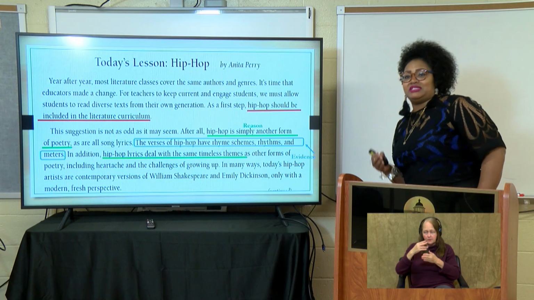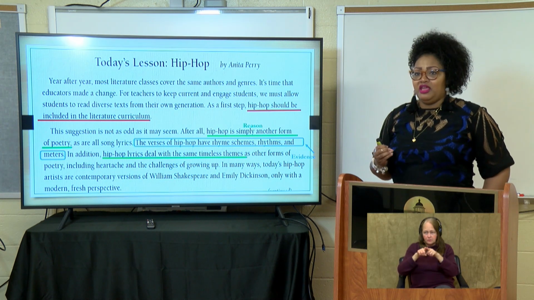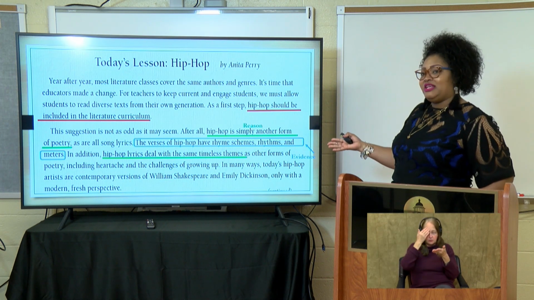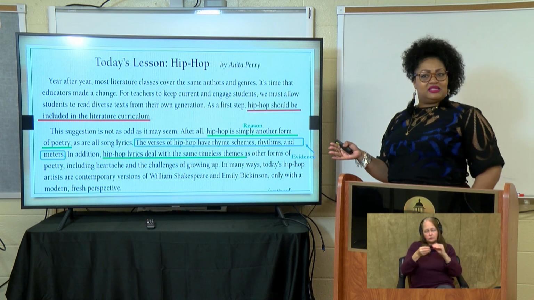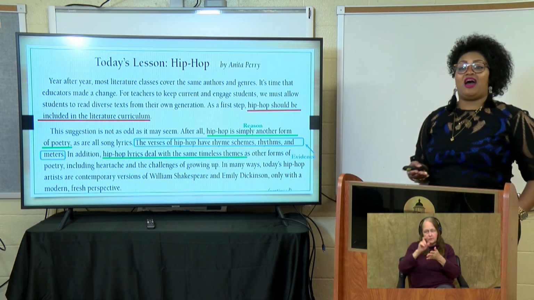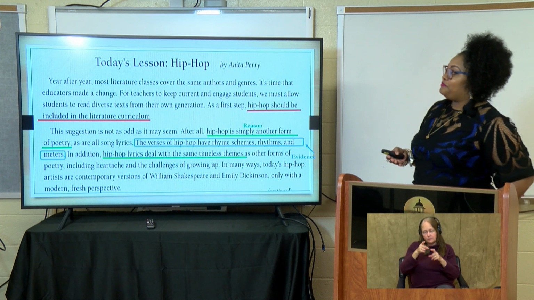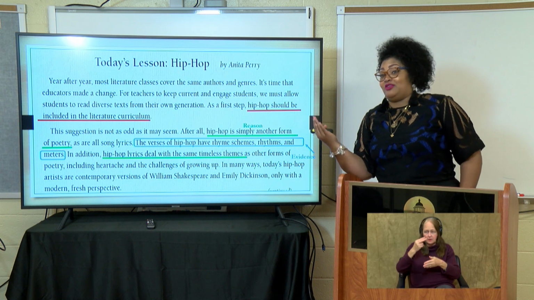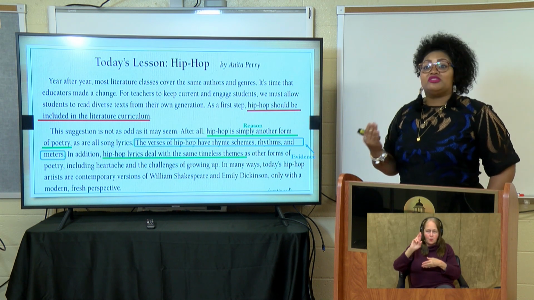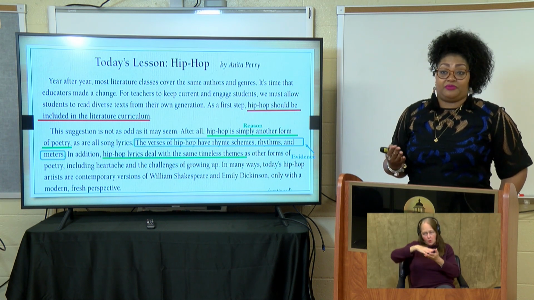The second reason that she gave for wanting to include literature in the new curriculum, she stated that hip hop lyrics deal with the same timeless themes. Well, you know what a theme is. We reviewed that 2 weeks ago. A theme is a message, a lesson, something that you're supposed to get out of the text. Well, when I think about it, every hip hop rap song I've heard, they're teaching us something. We're learning something behind it.